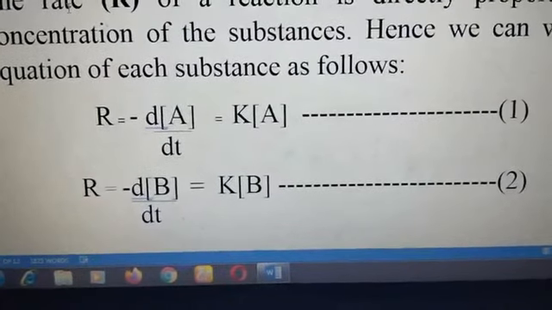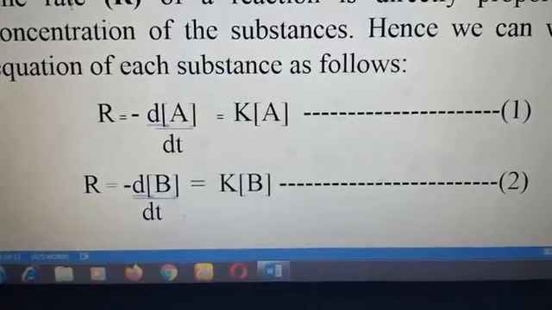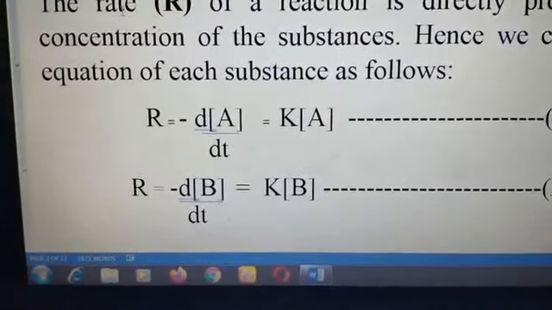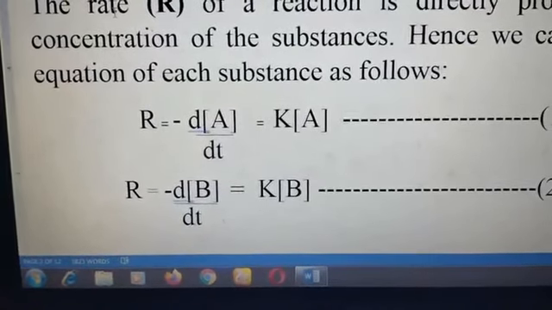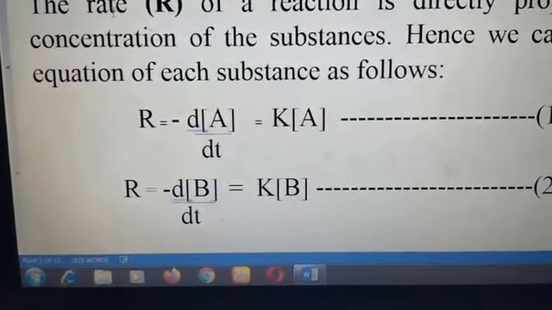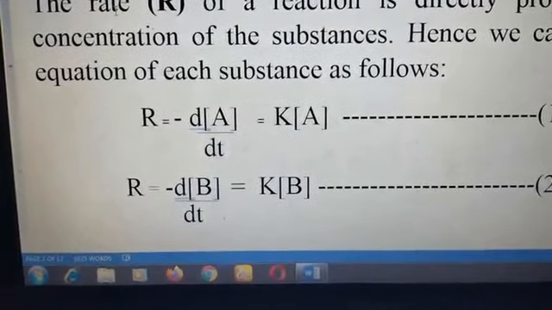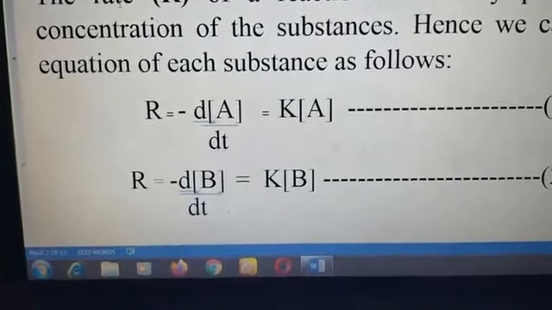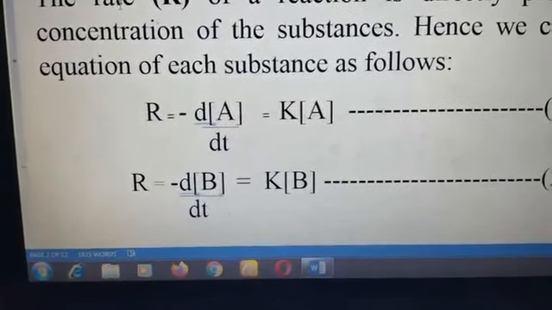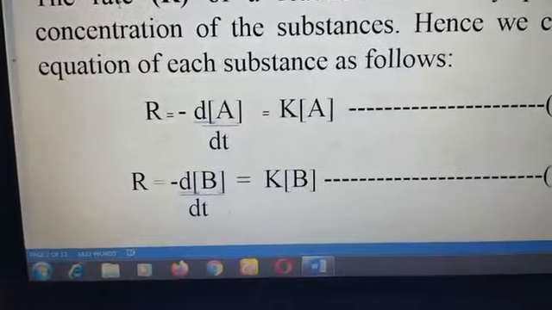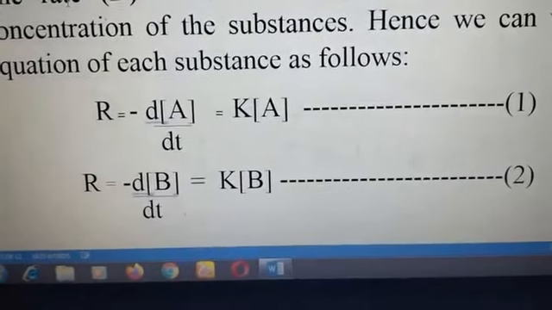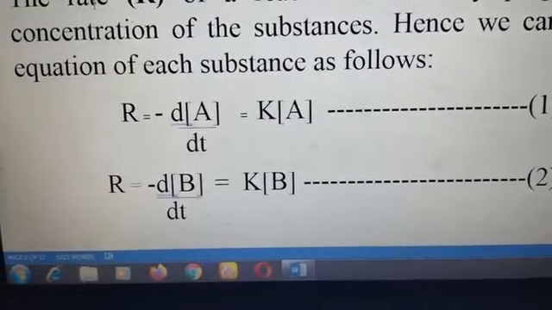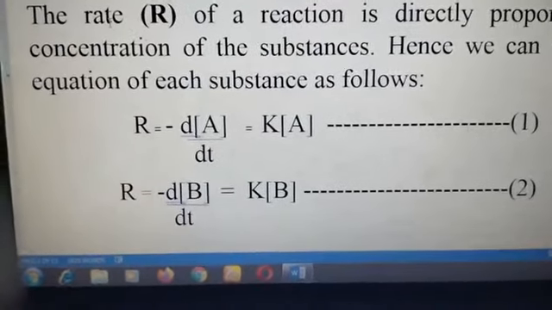Equal to k, then square bracket A there. So let's go back to that. That R means rate. And from the definition of rate, we say that rate is the change in concentration per unit time. That is, d[A] means change in concentration of A, all over dt meaning change in time. And we know that rate is proportional to concentration. So it's equal to k, with the concentration of A on the other side, and k is the rate constant. Then that is for reactant A.